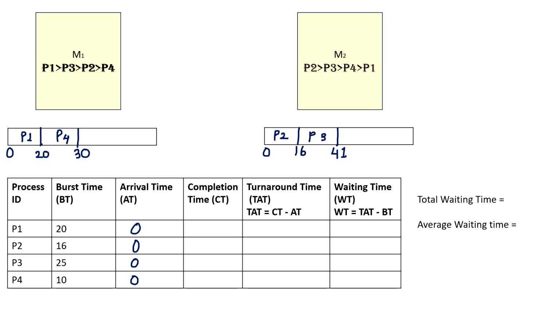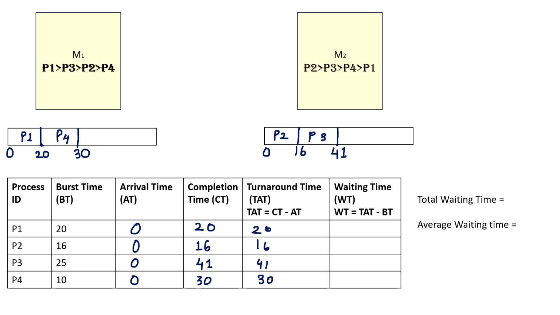Now let's see what the completion times are. P1 completes at time 20. P2 completes at 16. P3 completes at 41. P4 completes at 30. Now the turnaround time is computed as completion time minus arrival time. So this is the amount of time the process will be in the system, either waiting or executing. So this is 20, 16, 41, 30.